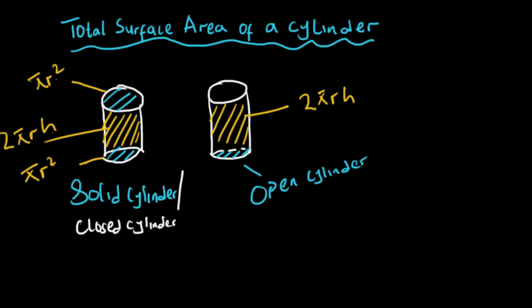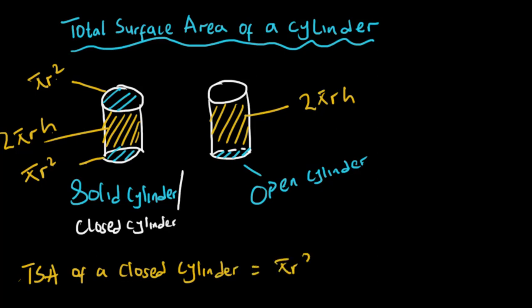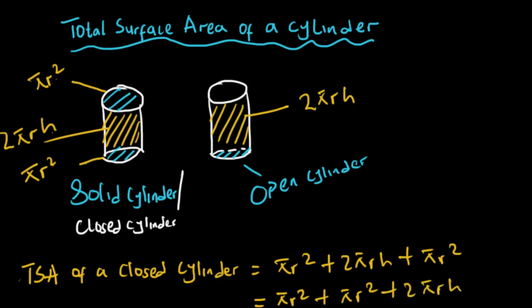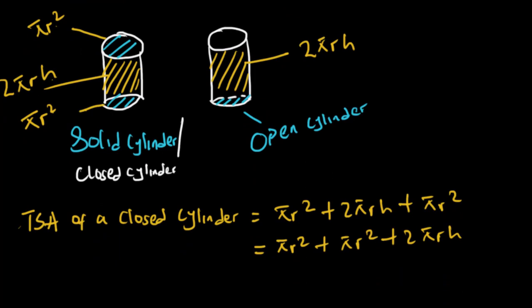So let's write the formula for the total surface area of a closed cylinder. It equals pi r squared plus 2 pi r h plus pi r squared. Now if we rearrange, we'll have pi r squared plus pi r squared plus 2 pi r h. I hope you understand. I just collected like terms, so pi r squared plus pi r squared is 2 pi r squared plus 2 pi r h. Does that make sense?